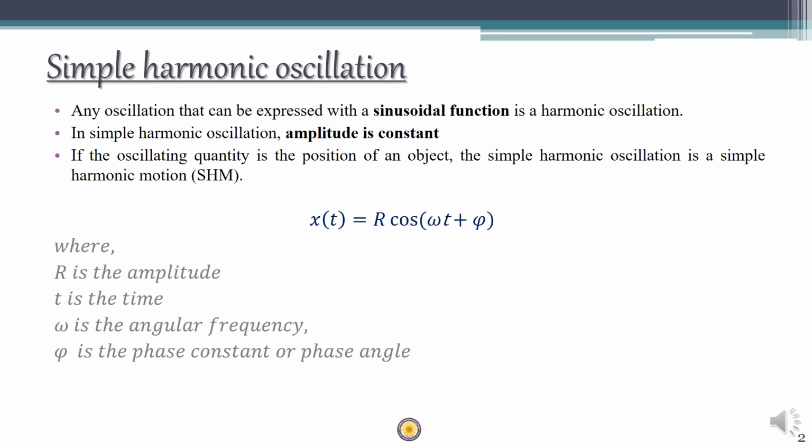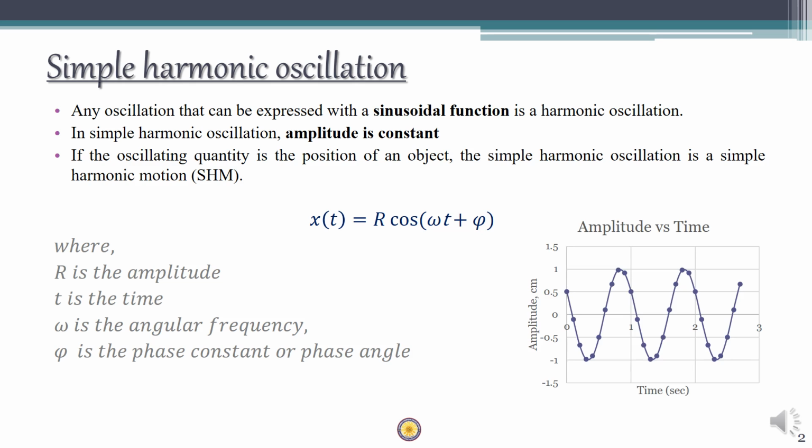And if this oscillation is representing the position of an object, then we can call it a simple harmonic motion as well. You can see here, with the passage of time, we are plotting the position of a body. In that case, here also you can see that the amplitude is constant, so this is nothing but a simple harmonic oscillation and a simple harmonic motion.